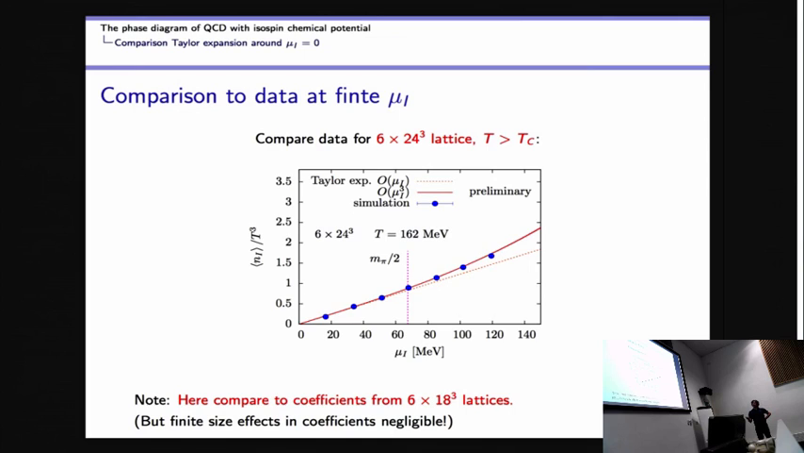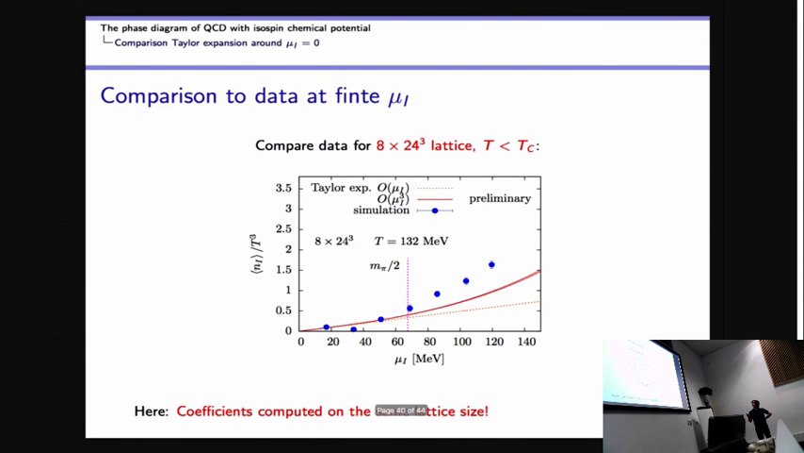Actually, we are comparing to coefficients from a 6 times 18 cubed lattice. However, we've explicitly checked that finite size effects for these coefficients are negligible, and we can also check it with our data because we have other lattices. And I can just do it for an 8 times 24 cubed lattice, and you can see that basically the same conclusion holds. And when I go to T bigger than Tc, that's basically the same as what we had before. Okay, so here the coefficients are really computed on the same lattice size.